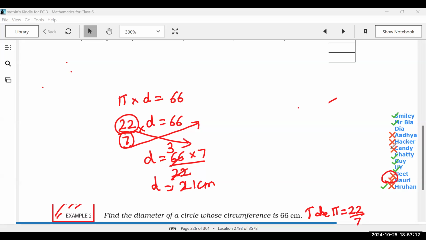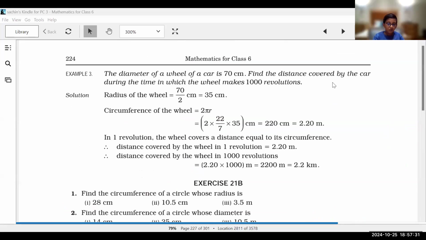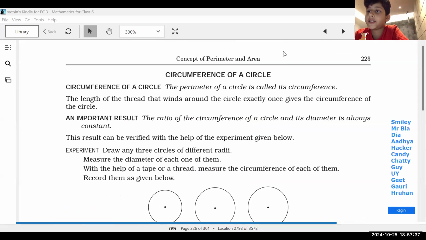So Geet, Gauri, Candy, Hacker, Adhya, Diya, understood? Yes, sir. This is an extra question that we did. Do you want to do one more extra question or no? Yes, sir, one more. Sir, can you show that again, what you just wrote, so that I can take a screenshot?